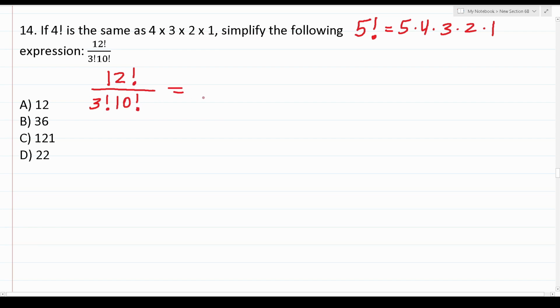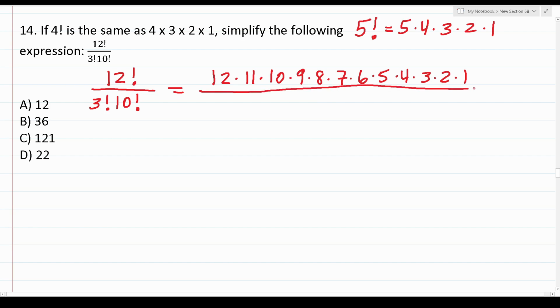All right, so let's expand this out. We have 12 factorial in our numerator, so that's the same as 12 times 11 times 10 times 9 times 8 times 7 times 6 times 5 times 4 times 3 times 2 times 1. And that's all going to be over 3 factorial, and I'm going to put these in parentheses, 3 times 2 times 1 times 10 factorial. That's 10 times 9 times 8 times 7 times 6 times 5 times 4 times 3 times 2 times 1.